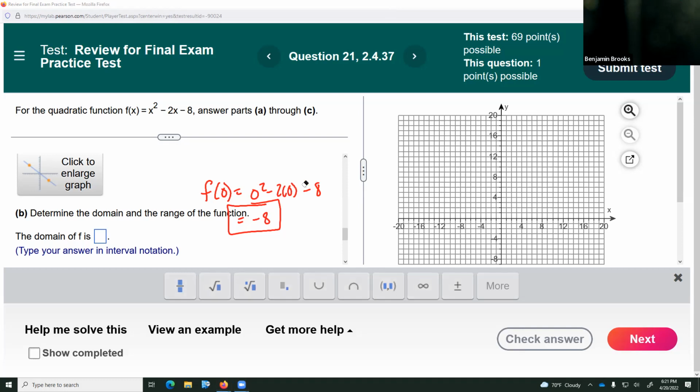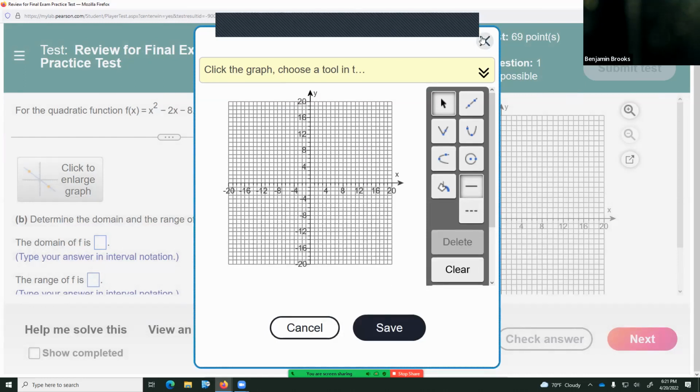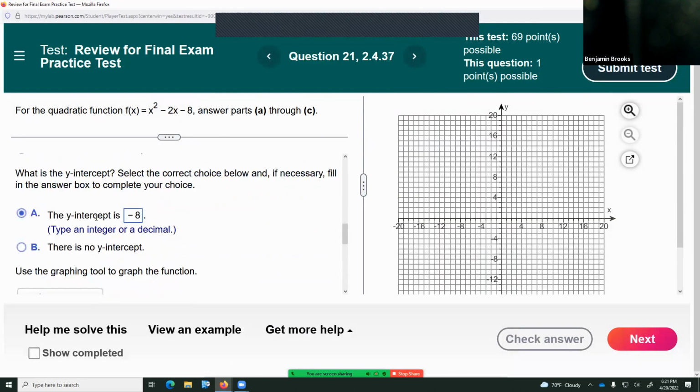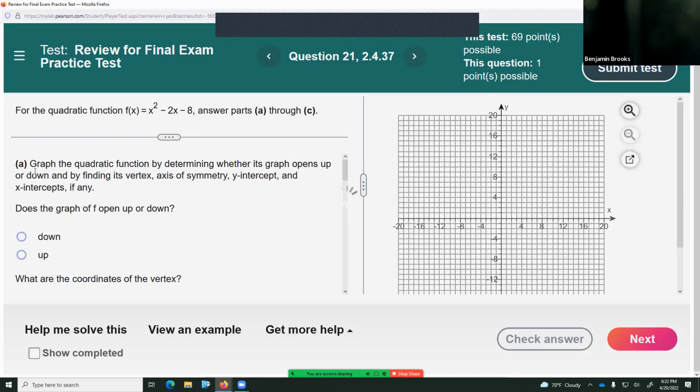Determine... Oh, now we have to graph it? Okay. Oh, I missed some stuff. How did I miss all that? Okay, all right, let's walk through this.